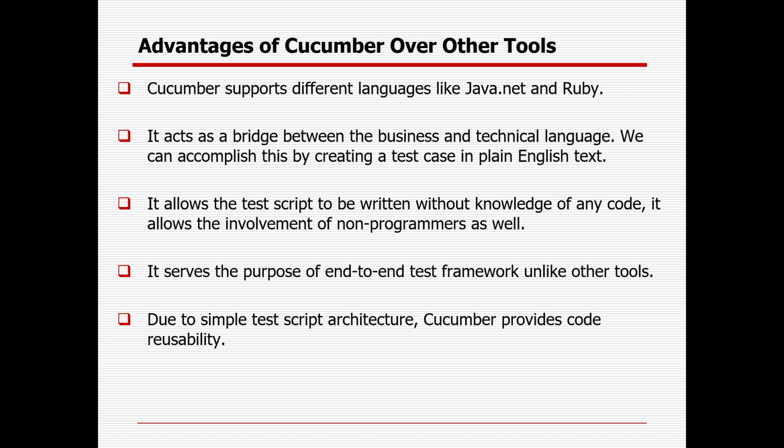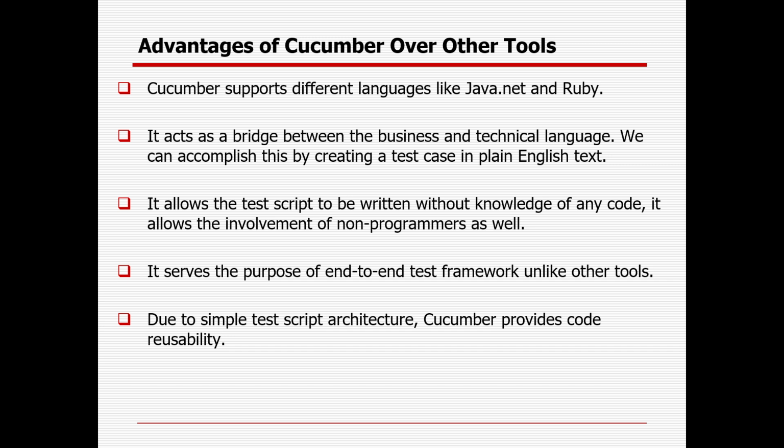What are the primary advantages of Cucumber over other tools? So Cucumber supports different programming languages like Groovy, Java, .NET. It acts as a bridge between the business and the technical language. We can accomplish this by creating a test case in plain English text. It allows the test script to be written without knowledge of any code. It allows the involvement of non-programmers as well.